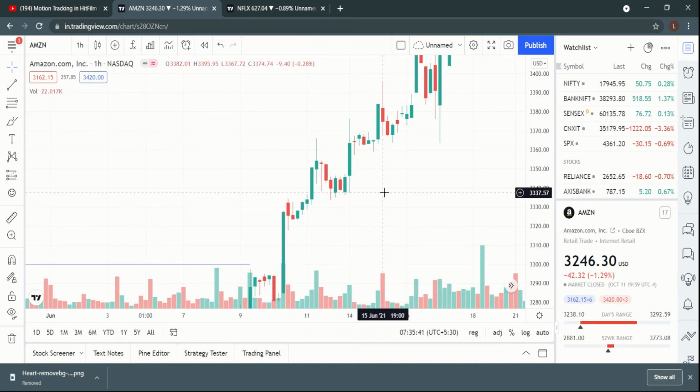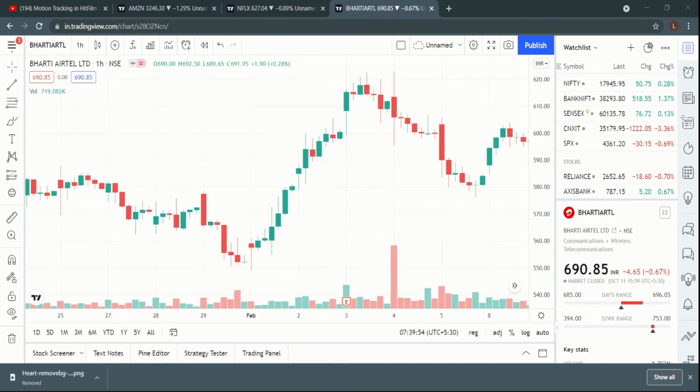Let's see a couple of examples for hanging man as well. The next chart that I have opened is of Bharti Airtel Limited. This is again an hourly chart. We will start looking at the chart from here. We see that the market was in an uptrend, and every hour the prices were opening at higher highs and closing at higher highs.